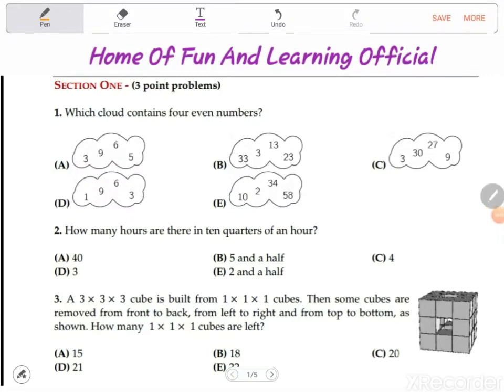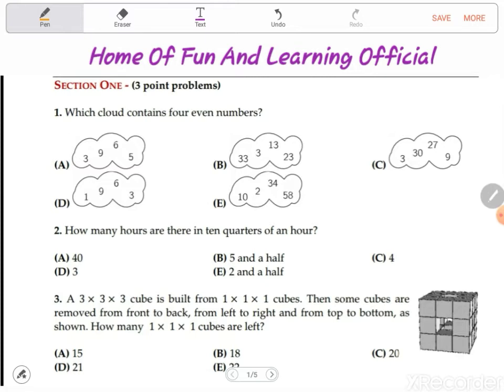Today in this video I will be starting with IKMC 2019 Cadet Level, 7th to 8th, Section 1, 3-point problems. So let's get started. Which cloud contains 4 even numbers?